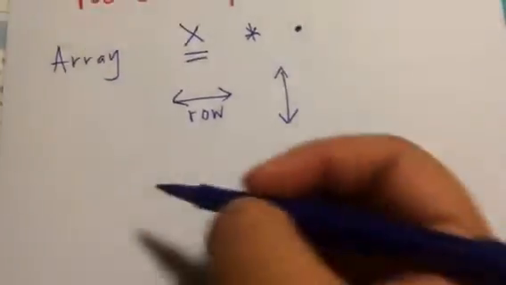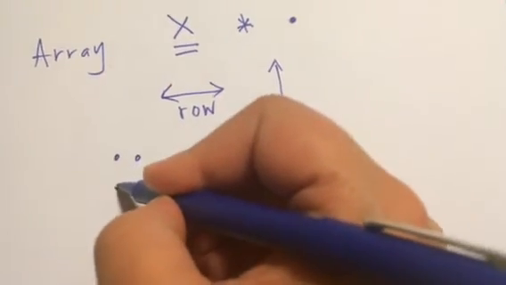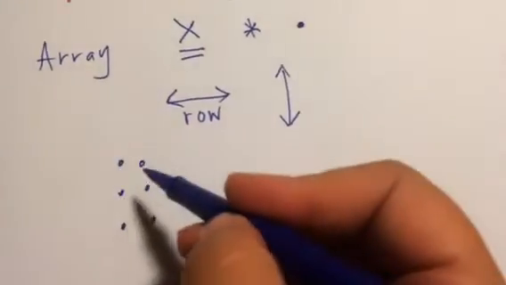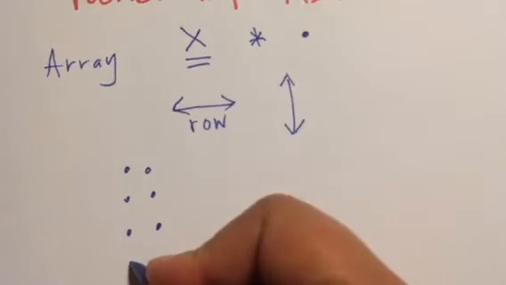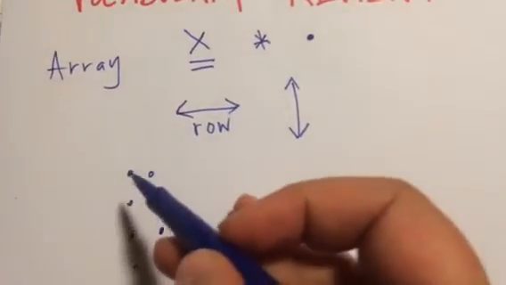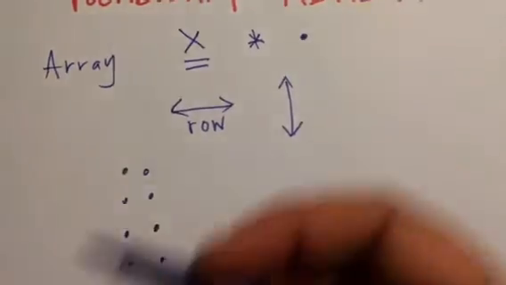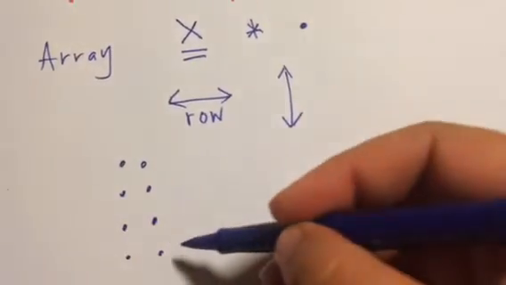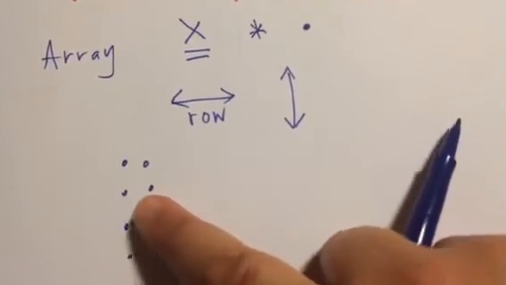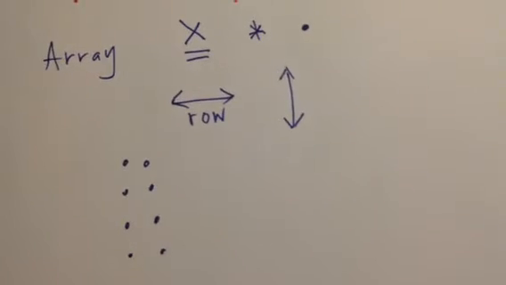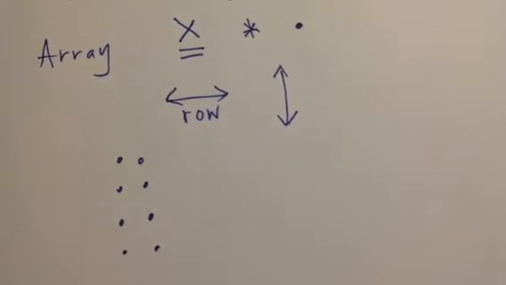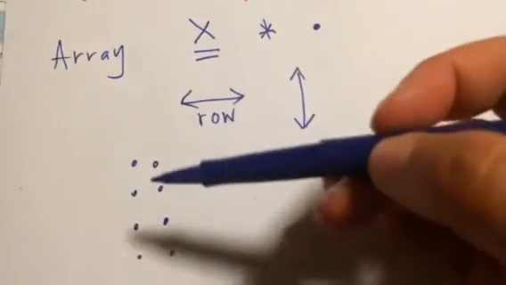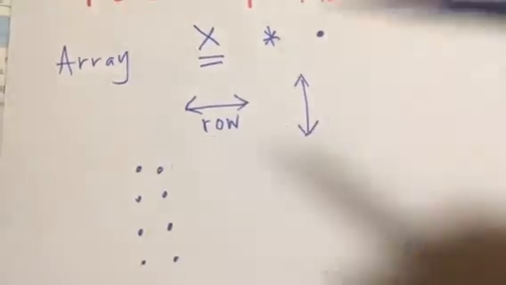When you see an array, you might see something like this. Here's an array for the number 8, and you can see that you have 4 rows going this way and 2 columns going up and down. And all of the dots are filled in. You're not missing one here or one there. If you were missing a dot, it would not be an array, because it has to form a rectangle. That's how you know it's a multiplication problem, because it's one side multiplied by another side.